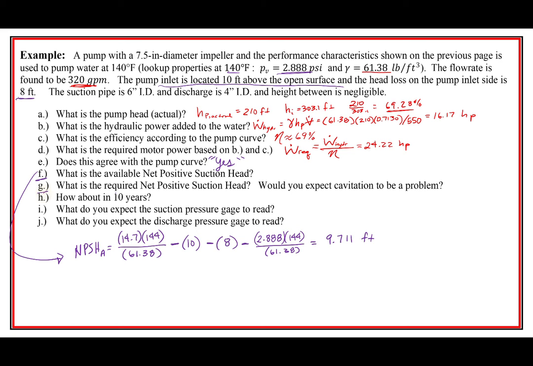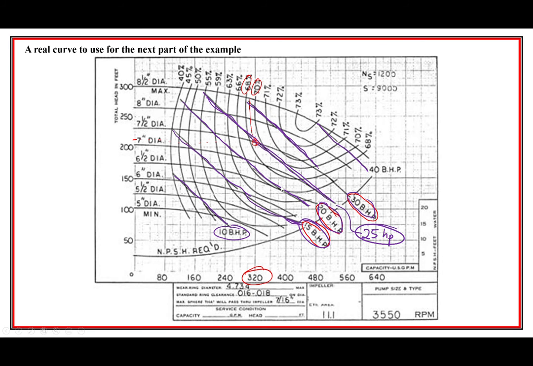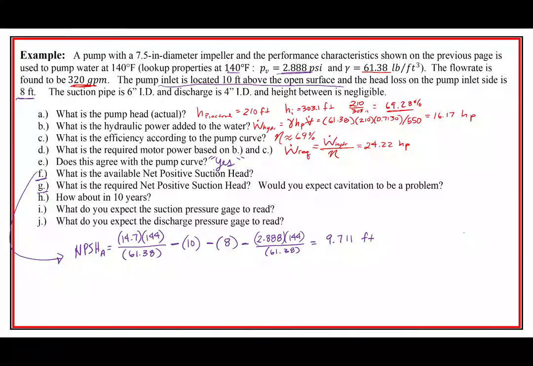And it says, what is the required net positive suction head based on the pump? That's going to be, let's see, we'll switch over to another color here, blue. And so right there. If we look very carefully, I think I can say pretty safely that it's right around there or there. So I'm going to call that 8 feet. So we require 8 feet, and we have 9.7 available.